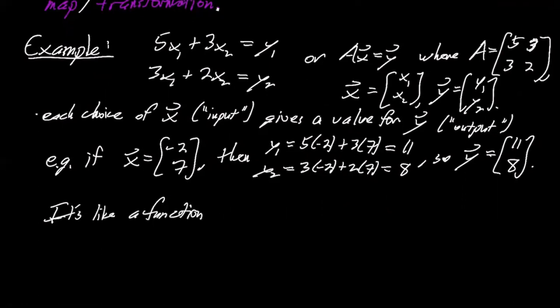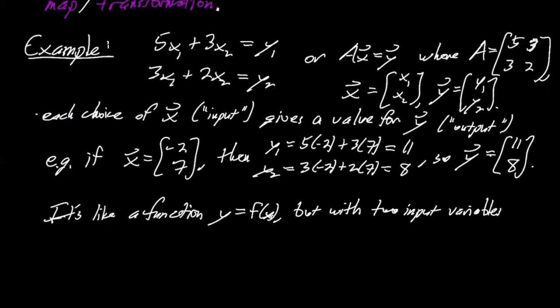Like a y equals f of x that we've seen before, except instead of having one number go in and one number go out, there are two numbers going in and two numbers coming out, with two input variables and two output variables. By the way, you've also seen more than one input variable before in multivariable calculus. You looked at functions of 2 variables and 3 variables or more. But now the output can also have more than one variable.